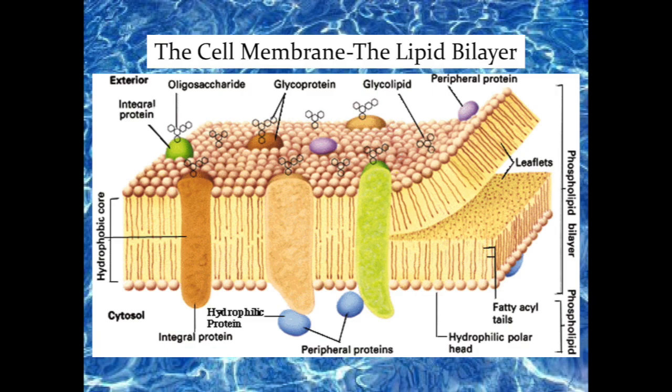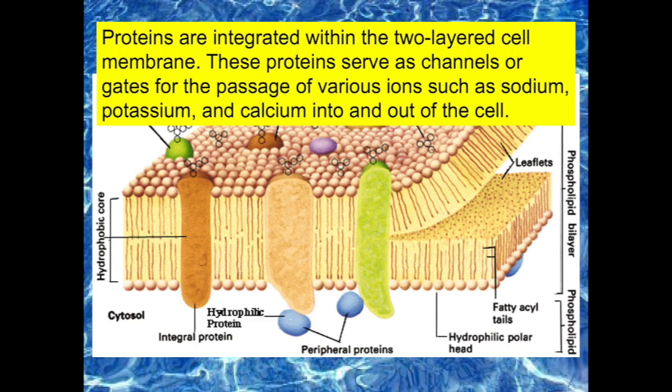within this lipid bilayer. There's receptors. These proteins can function to provide gates to allow molecules in and out or ions in and out. So these proteins are integrated within the two-layered cell. The proteins, again, serve as passageways, and there's a lot of things that pass into and out of the cell that provide what the body needs and is programmed then to use.